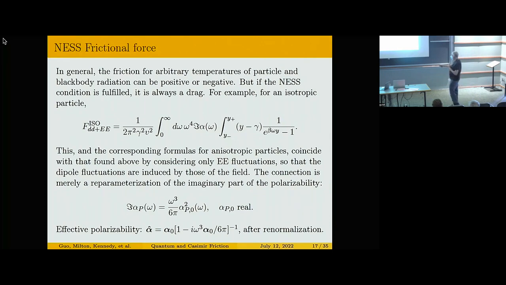Because the imaginary part of alpha for any polarization has to be an odd function, I can always define it as omega cubed over 6 pi, say, times an even function, which I might as well call alpha p squared. You can think of this as the imaginary part of an effective polarizability, and you expand this out to first order. There's a business of the renormalization, but I won't talk about that.